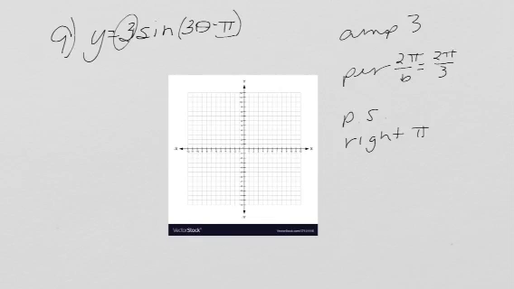So for me, the easiest thing to do is to actually make an input-output table to help me ascertain what the points are going to be. So I like to start with 0. At 0, I would get 3 times 0. So 3 times 0 is 0. 0 minus pi is negative pi.